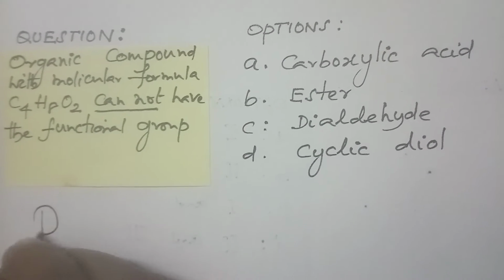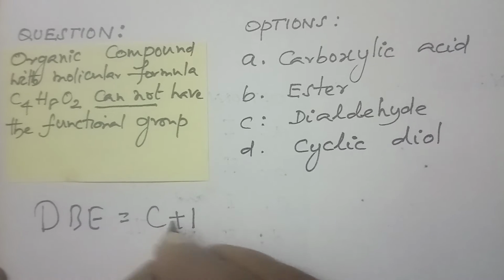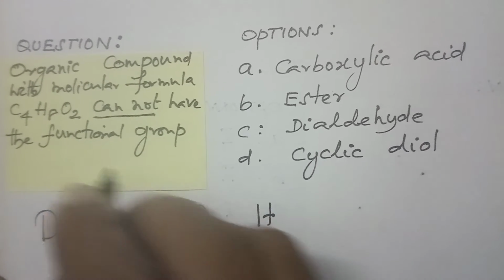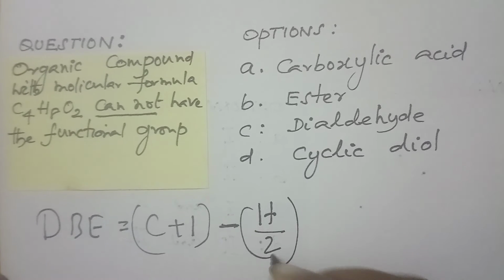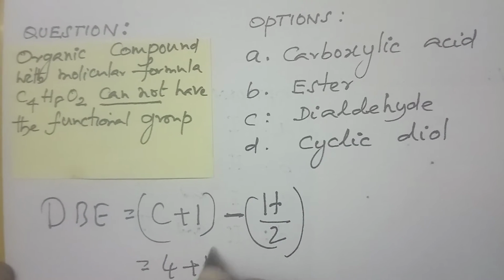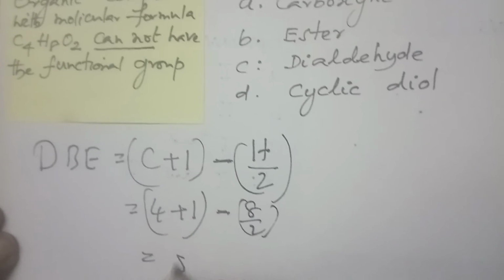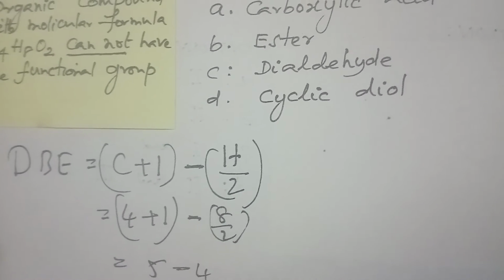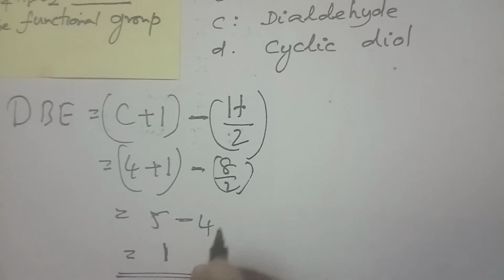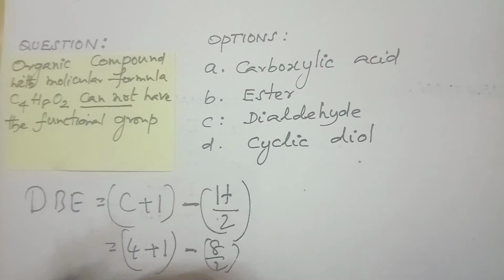Let us calculate the same double bond equivalence here. Carbon plus 1 minus hydrogen, divided by 2. The number of carbon is 4, plus 1, and hydrogen is 8 by 2. What you are getting is 5 minus 4, so the double bond unsaturation is only 1. In this formula there is no oxygen term at all.